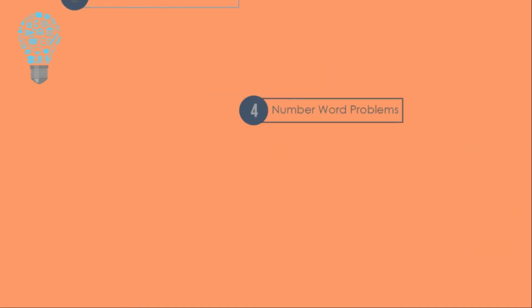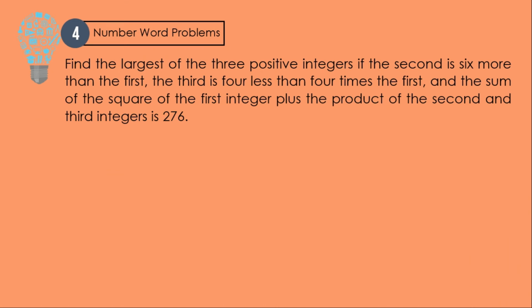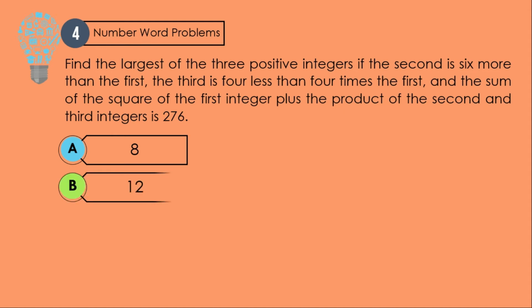Now let's talk about the last type of word problem. We have here the number word problem. Find the largest of the 3 positive integers if the second is 6 more than the first, the third is 4 less than 4 times the first, and the sum of the square of the first integer plus the product of the second and third integers is 276. A. 8, B. 12, C. 16, D. 20.